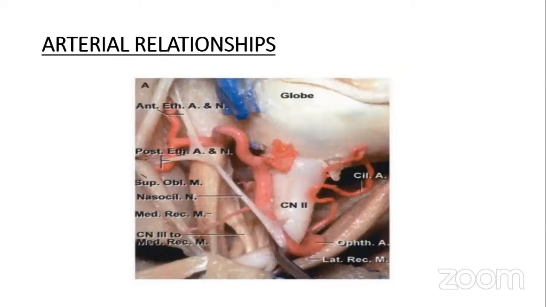Arterial relationships. So here's the superior view of the right orbit, basically showing the ophthalmic artery traveling above cranial nerve 2, as shown here, which further, as it progresses in its course, gives off the anterior ethmoidal and posterior ethmoidal arteries in between the superior oblique muscle and the medial rectus muscle. Here is cranial nerve 3 and the medial rectus muscle. Here is the ophthalmic artery, which is given off underneath cranial nerve 2, and here is the ciliary artery.